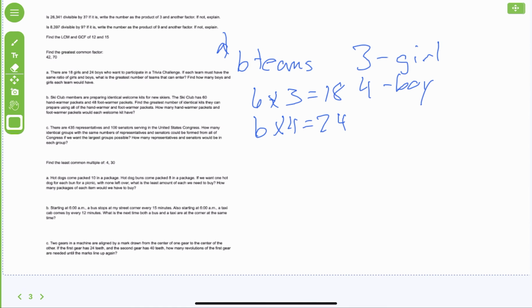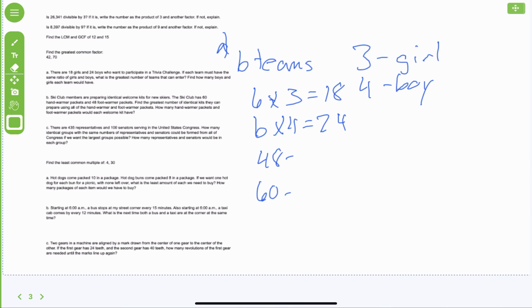B says the ski club members are preparing identical welcome kits. The ski club has 60 hand warmer packets and 48 foot warmer packets. Find the greatest number of identical kits they can prepare using all the hand warmers and foot warmers. How many hand warmer packets and how many foot warmer packets would each welcome kit have? Well, let's do this one. We're going to do the factors for 48 and the factors for 60.